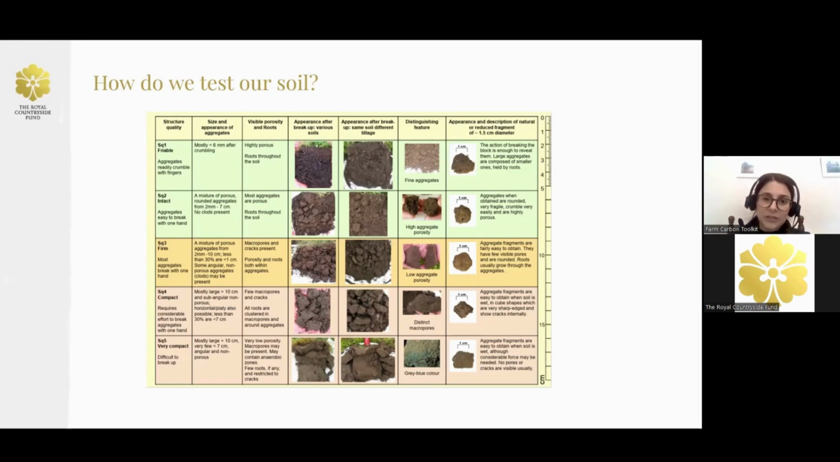So another really useful test, as I say, these scorecards are available online, and they're circulated in lots of the soil-related literature from the Royal Countryside Fund, and also from advisory services such as ourselves or AHDB, or any other local services.